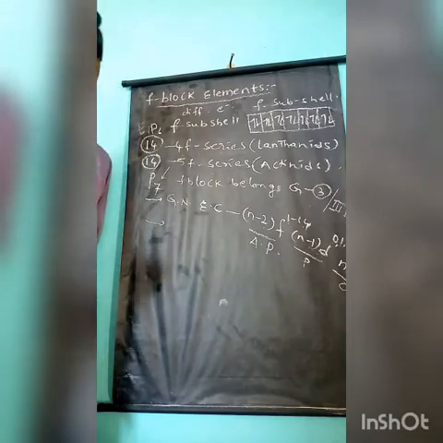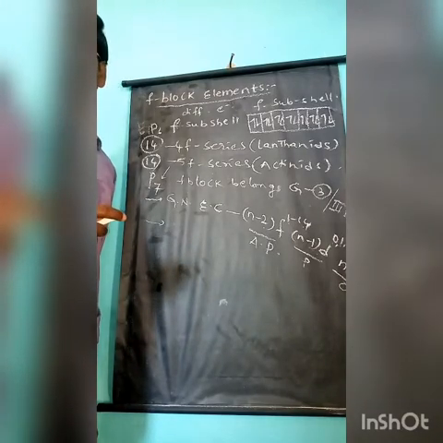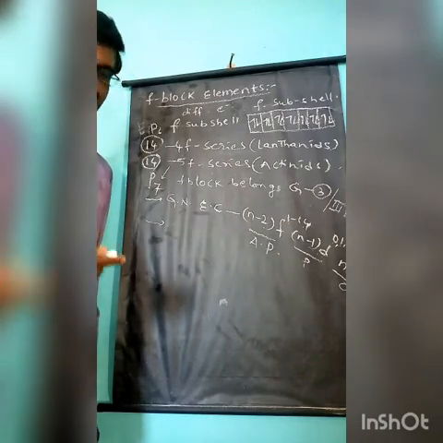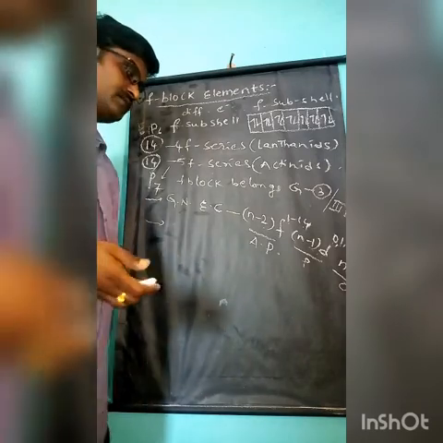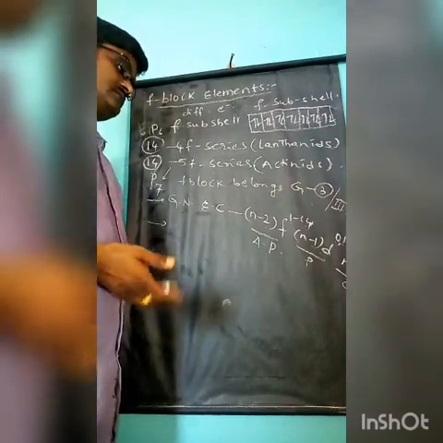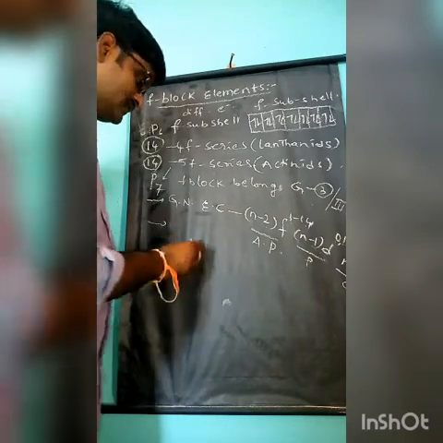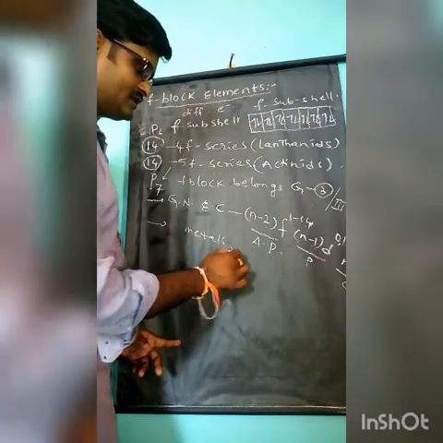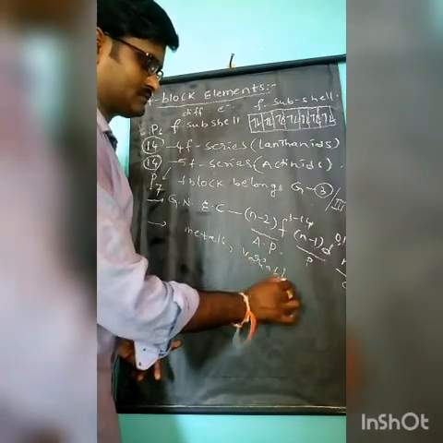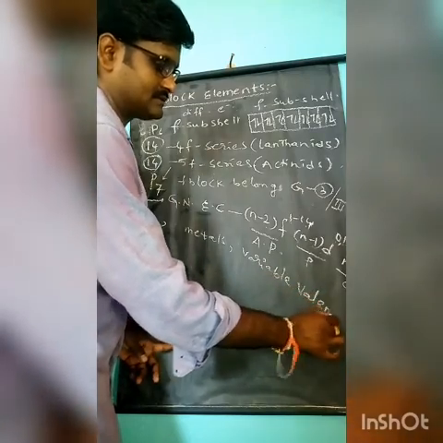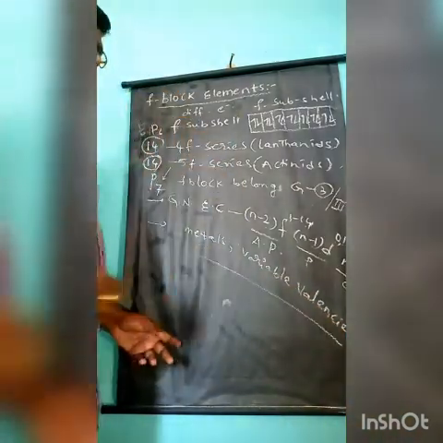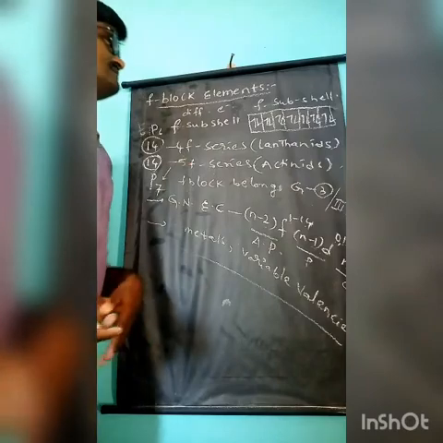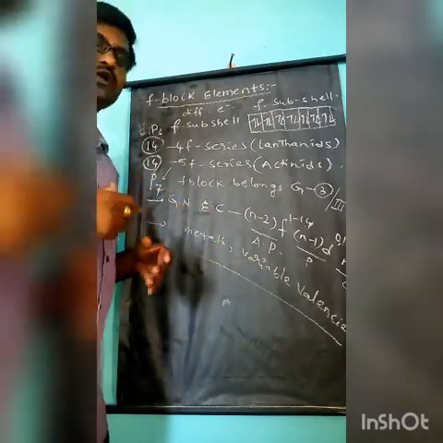The last point: F block elements are metals showing variable valencies. Okay, so this is about the SPDF block elements.